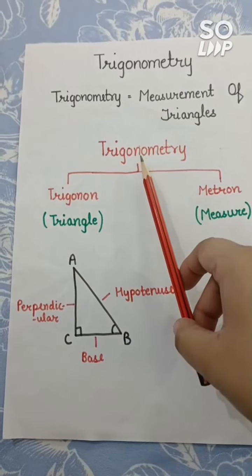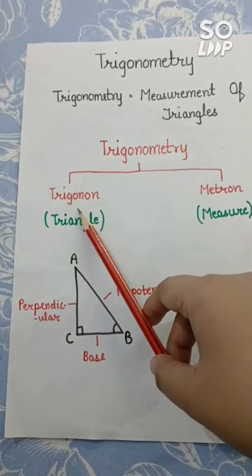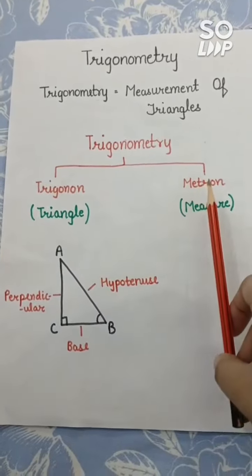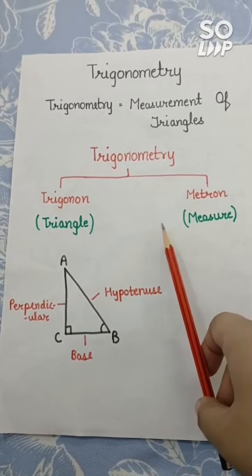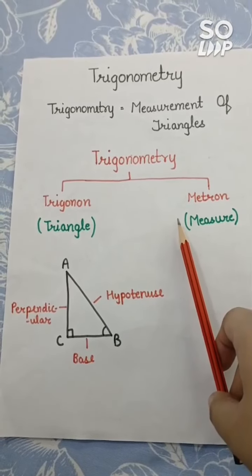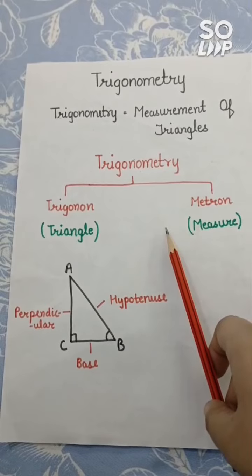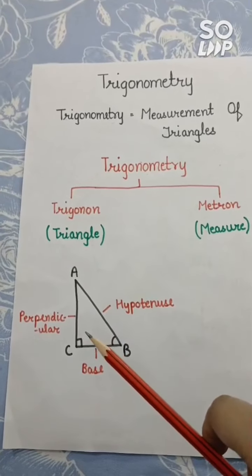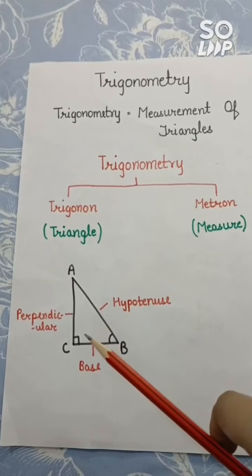It is formed from two Greek words, that is trigonon and metron. Trigonon means triangle and metron means measure. So trigonometry means measurement of triangles, especially the right angled ones. So let us look at a right angle triangle and try to understand various terms.